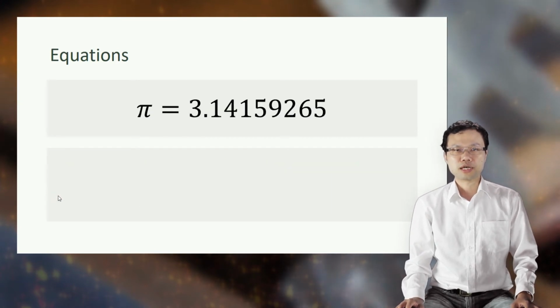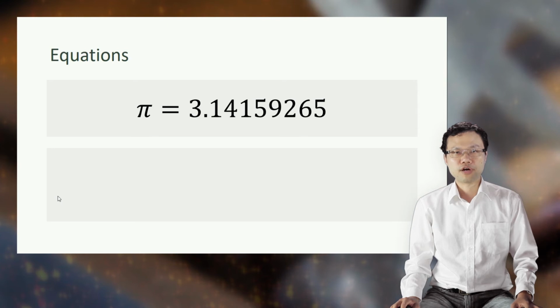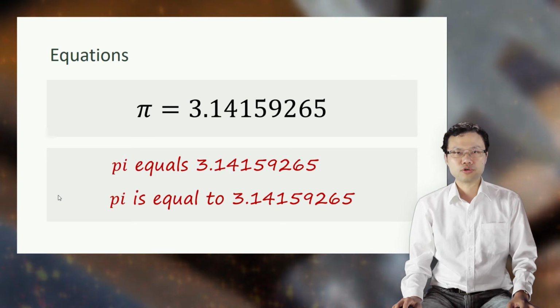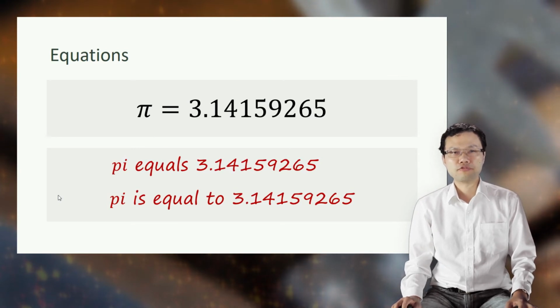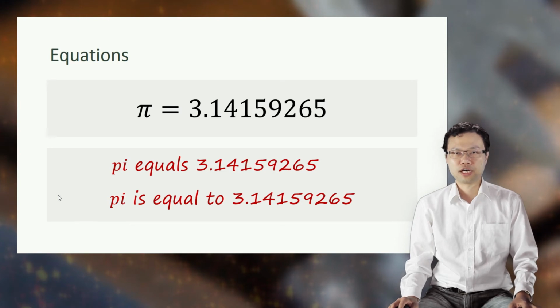This is another example. We know the value of pi is 3.14159265. This equation can be read pi equals 3.14159265, or pi is equal to 3.14159265.